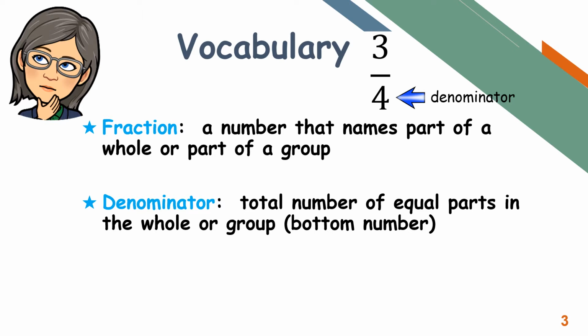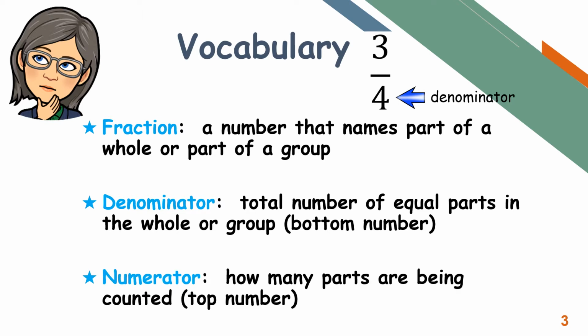The way I remember which number is the denominator is to say denominator down, because it is found down on the bottom of the fraction. The numerator of a fraction tells us how many parts are being counted or shaded. It is the number on the top of a fraction. In 3/4, the numerator is 3. It tells us that 3/4 has 3 parts being counted or shaded.